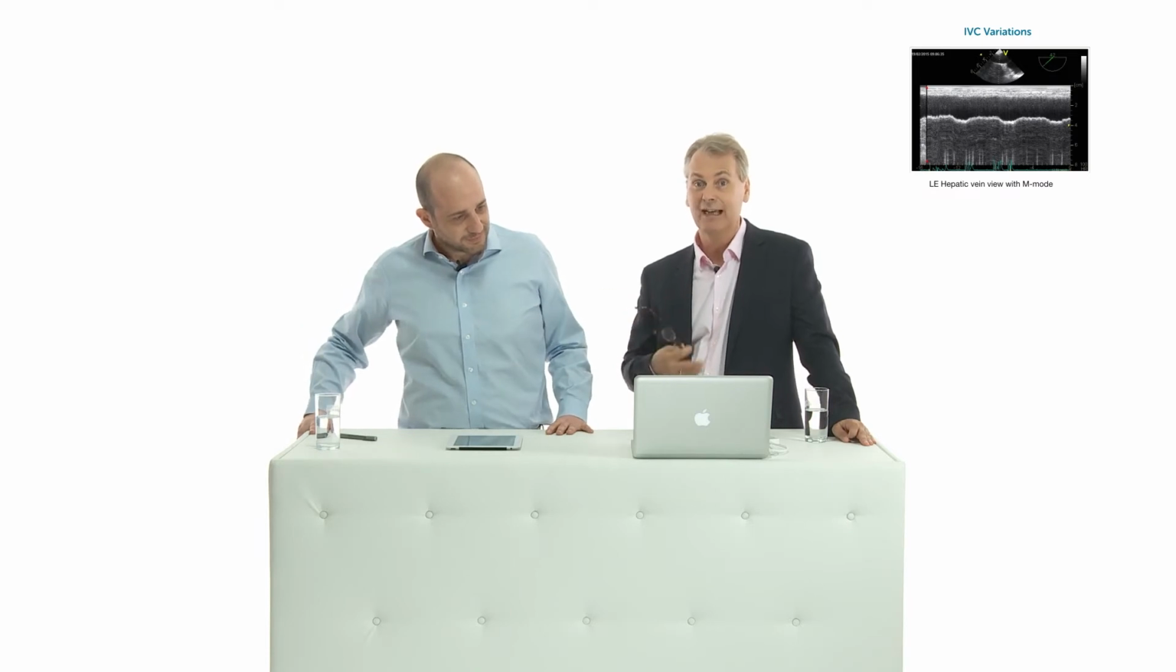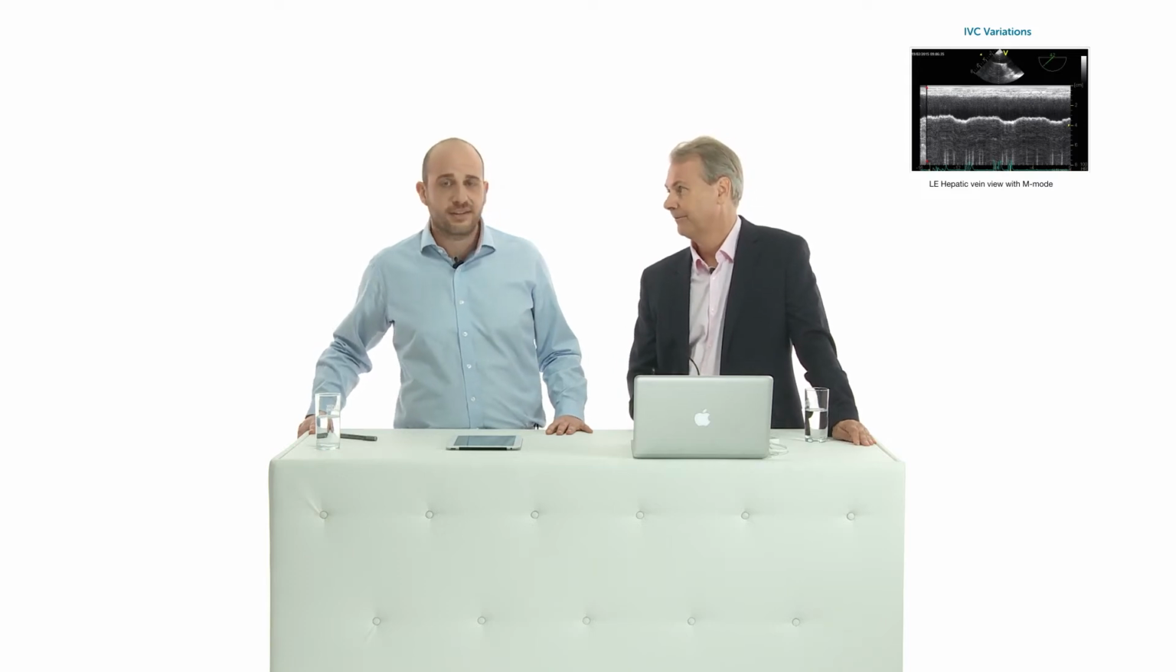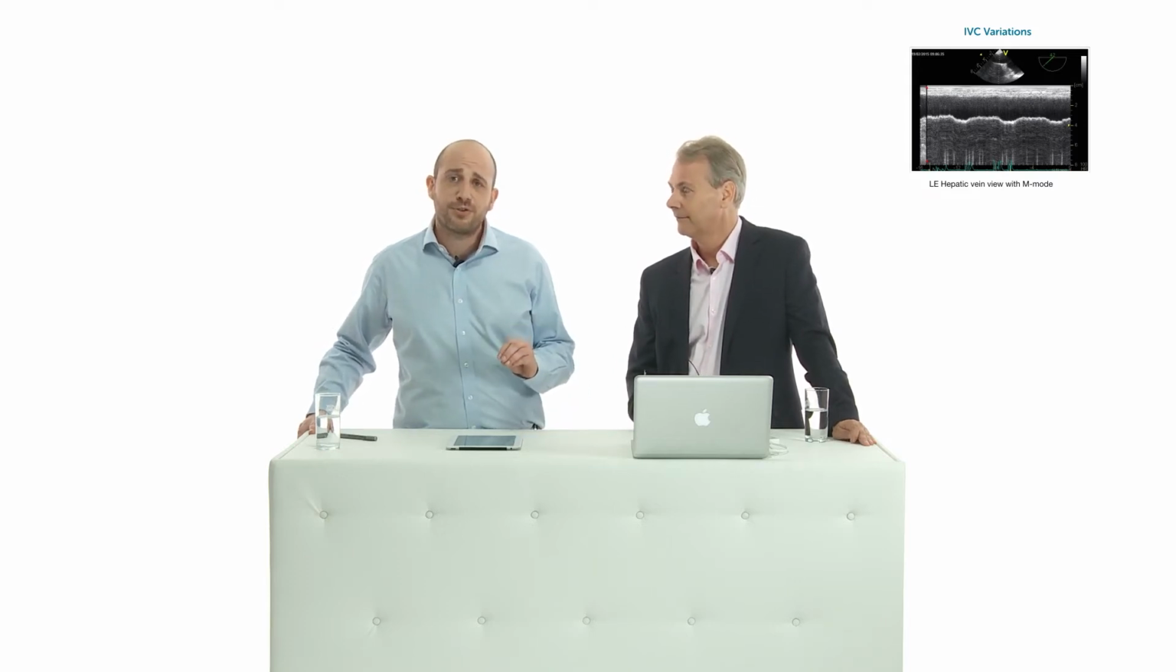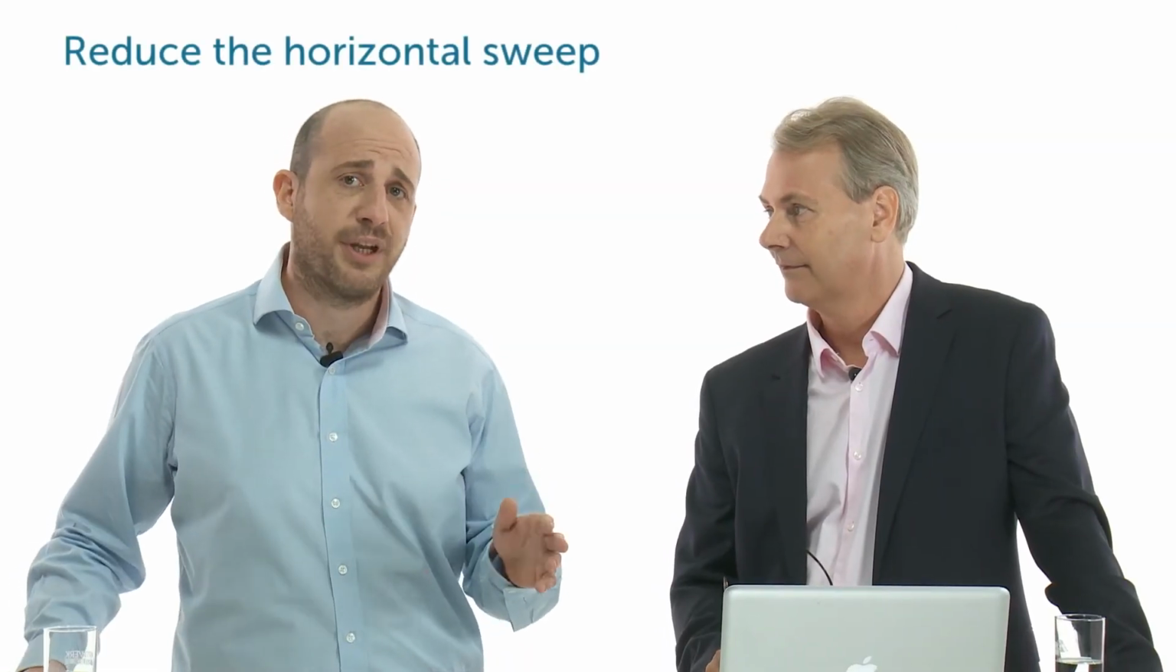You have a very good time resolution, but there's one important thing that you need to know when you adjust the M mode. Exactly, Thomas. You always have to reduce your horizontal sweep so that you will have on your screen not only 3, 4, 5 beats, but 20, 30 or 40. That way you can see the variations of the inferior vena cava and you can measure them.